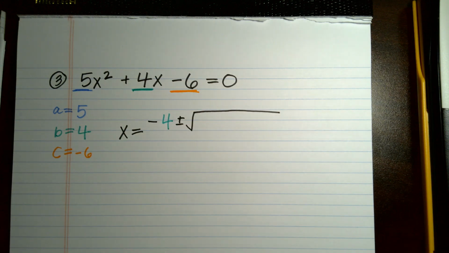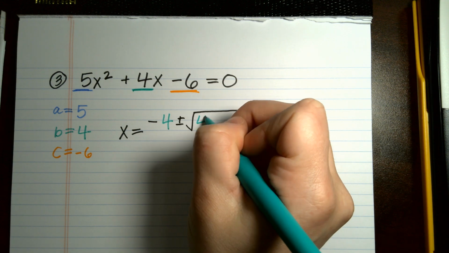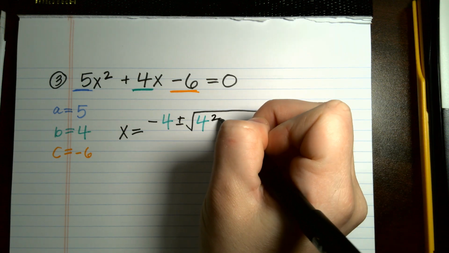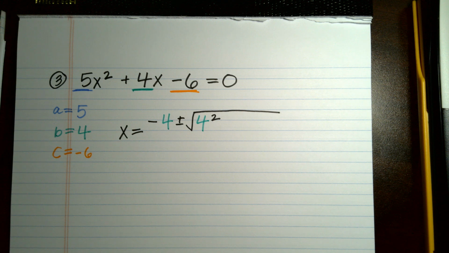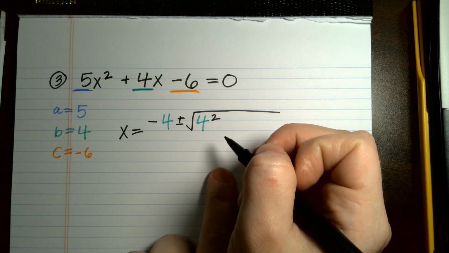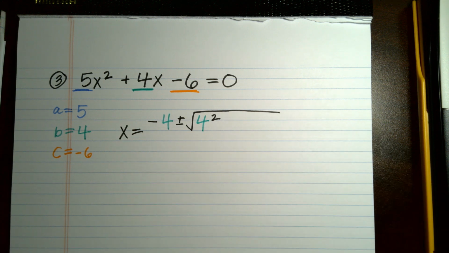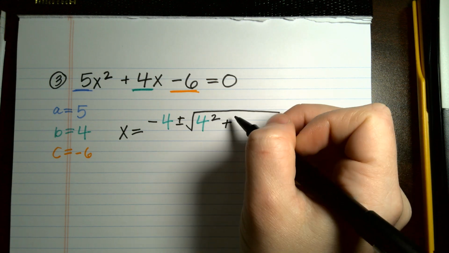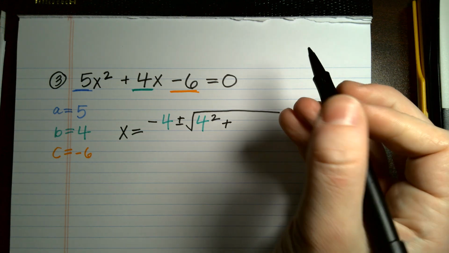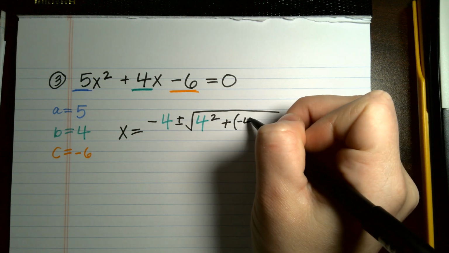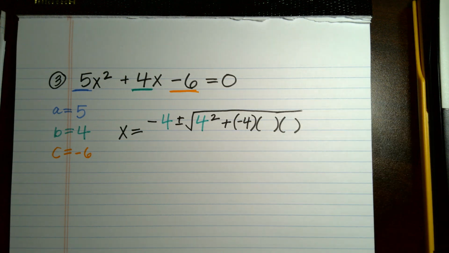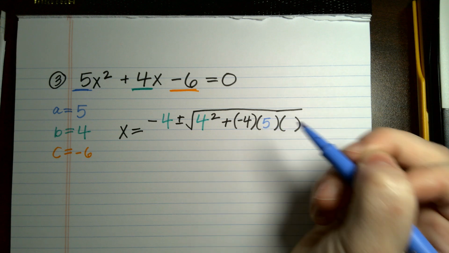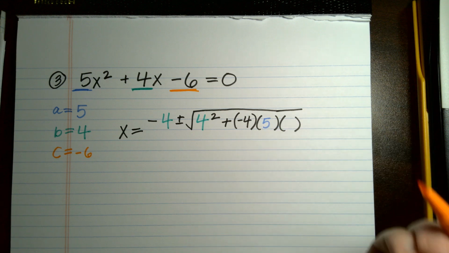B squared, which is what number squared? 4 squared. And I'm going to explain this one more time since you didn't get to see this part, Jeremiah. A lot of us were struggling with minus 4ac, so we went ahead and switched it to plus -4 times a times c, because we're going to be working with positives for now in this part. So plus -4 times what? 5. Good. And last number, -6. Yes.